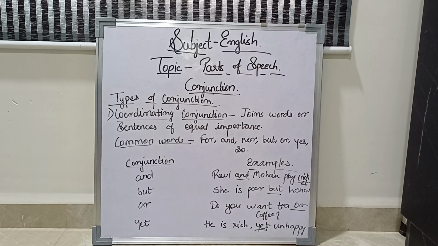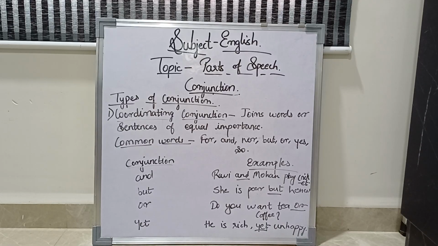So first one is and. रवि और मोहन क्रिकेट खेल रहे हैं. यहाँ पे हिंदी का और, इंग्लिश का एंड आएगा. जैसे रवि एंड मोहन प्ले क्रिकेट. नाउ बट, वो गरीब है मगर ईमानदार है. तो मगर जो शब्द है वो दोनों को जोड़ रहा है. In the same way, if I use but here in the particular sentence, she is poor but honest. Or, do you want tea or coffee? तुम्हें चाय चाहिए या कॉफी चाहिए? So, or word will give you an option.